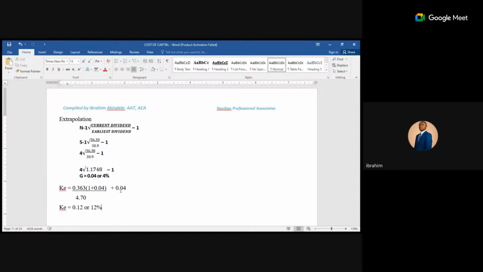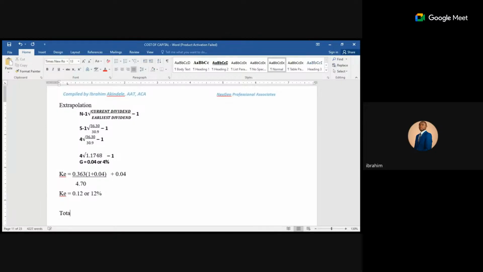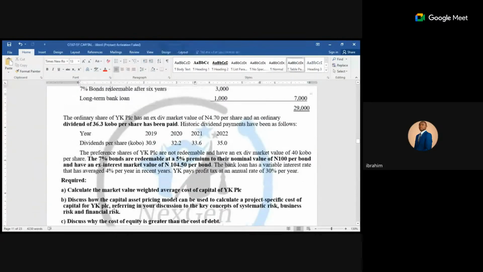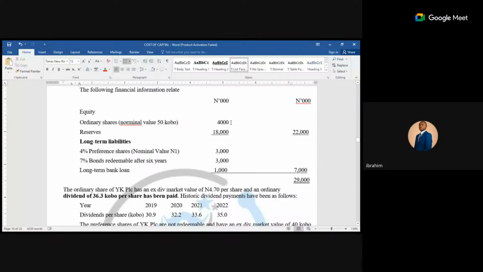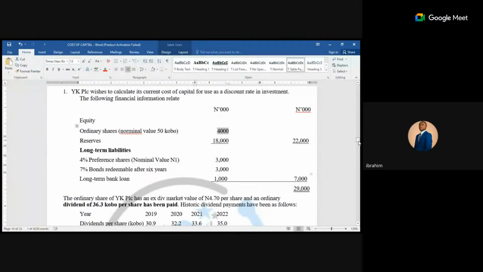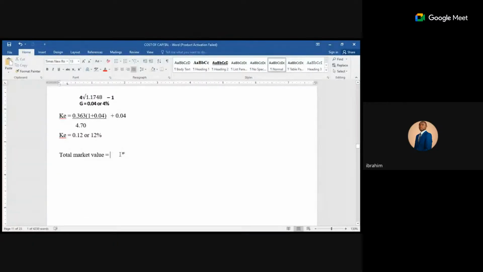So can we move ahead? The total market value. We need to determine the total market value. The next step is to determine the total market value, right? I don't need to bring out the formula. We already know how to determine total market value. So what is the value of ordinary shares? And what is the nominal value? The value of ordinary shares is 4,000, right? Yes. So it's 4,000. What is the nominal value? 50 kobo, right? 50 kobo is 0.5.